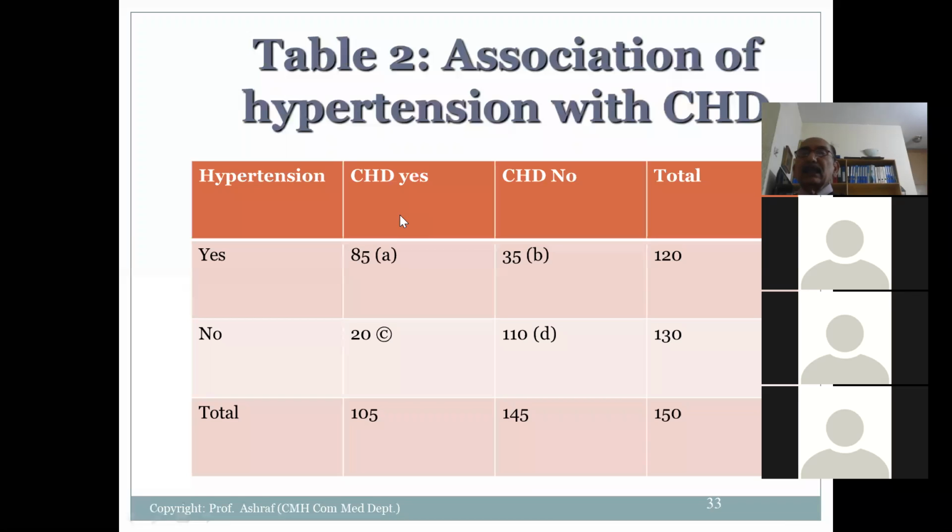But in the table, once you enter the data variables in SPSS, you must remember that the risk factor must be in the rows. Whereas the disease, that is our outcome, you must place in the columns. So that is important.